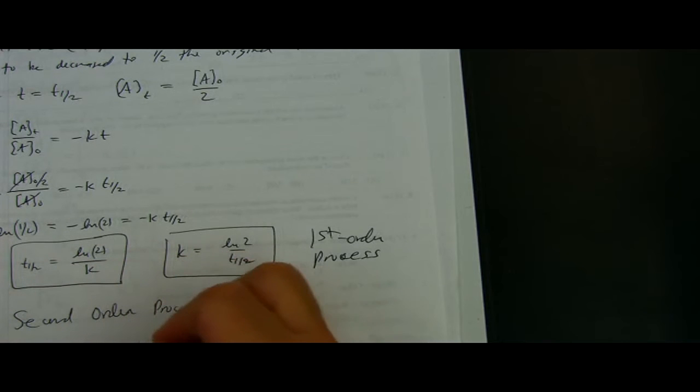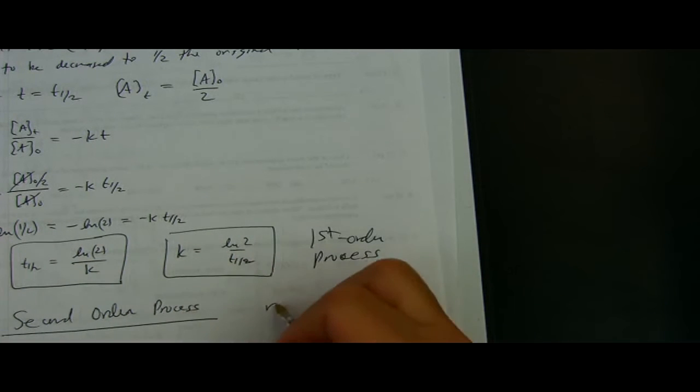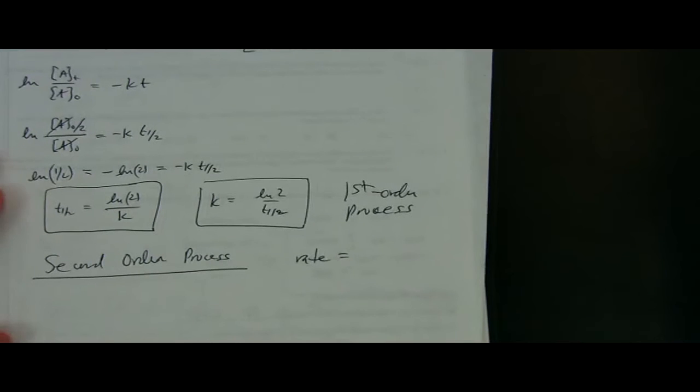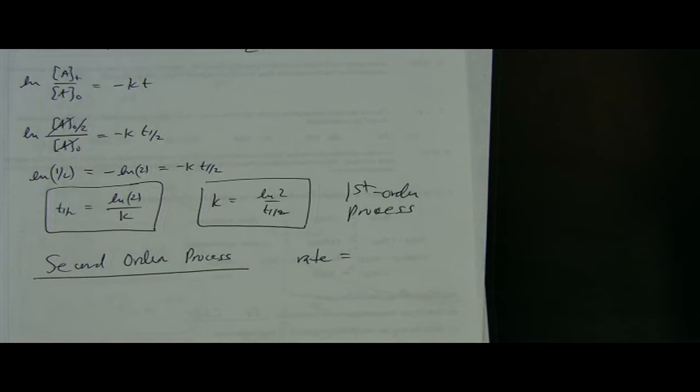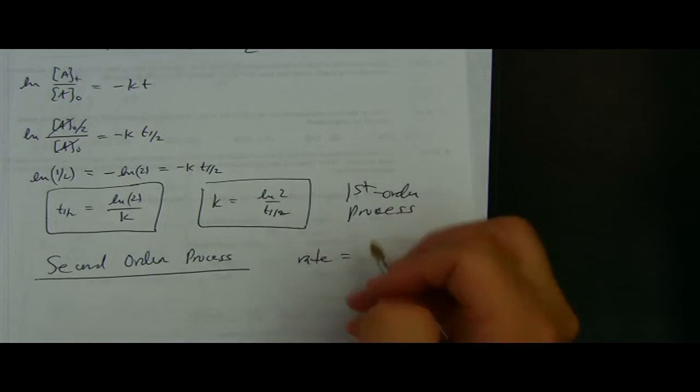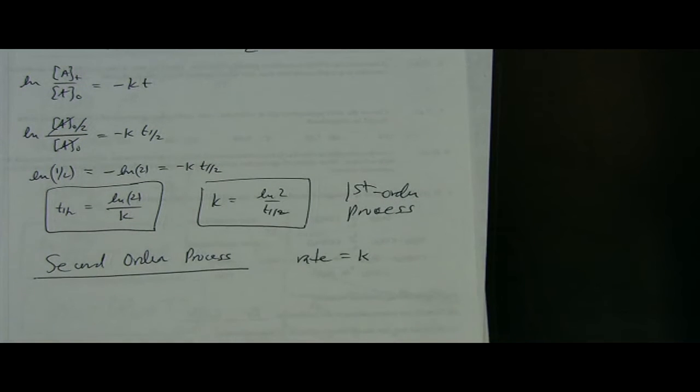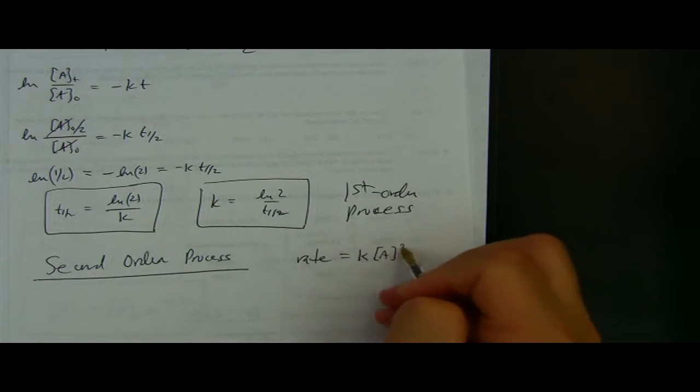All right, so let's try this for a second order process. If it's a second order process, then what does that mean the rate law is? Crenshaw, what do you think? Second order process. What would the rate law be? I'll give you a hint. It's K times something. Okay, it would be the concentration of A squared.